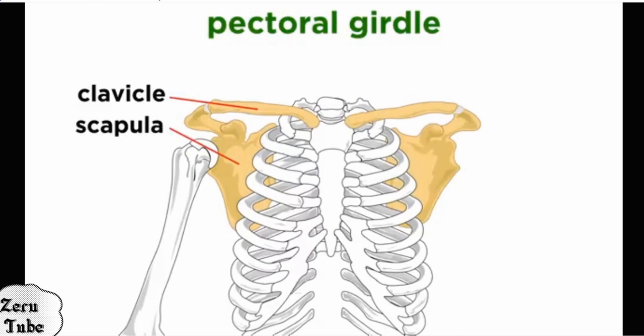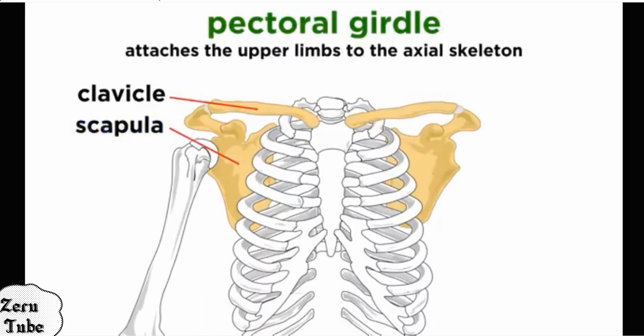ከpectoral girdle እንጀምር። The pectoral girdle is the shoulder bone which include clavicle and scapula. clavicle እና scapulan ያካትትልናል። So the clavicle and the scapula is categorized under the pectoral girdle ወይም ደግሞ ምን እንላቸዋለን? The shoulder bone. Very important to attach the upper limb to the axial skeleton. The only bone which attach the appendicular bone to axial skeleton.